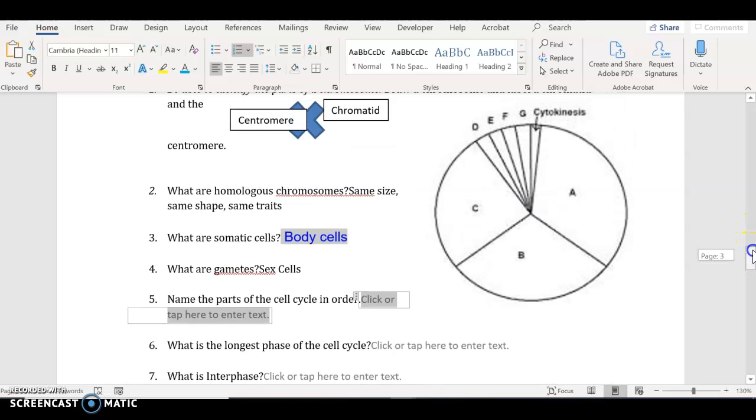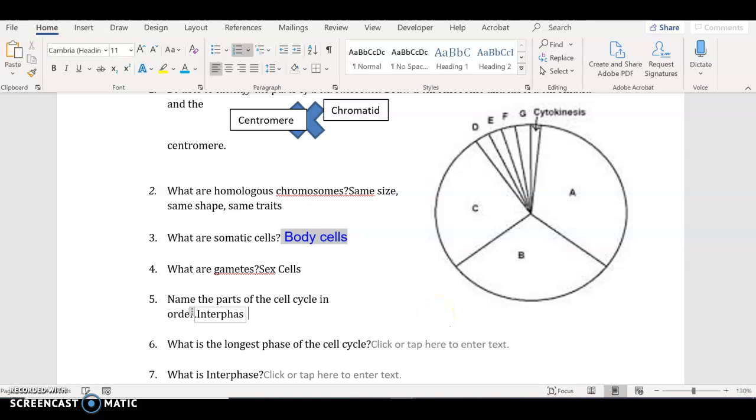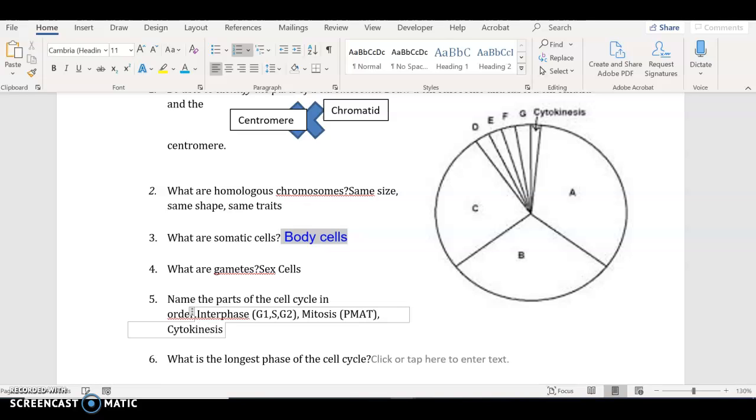Name the parts of the cell cycle in order. Notice this says cell cycle, the whole thing. So we have interphase, which consists of G1, S, G2. Then we go into mitosis, or meiosis, but in the case of mitosis, we have PMAT as the 4 in order, and then we have cytokinesis.